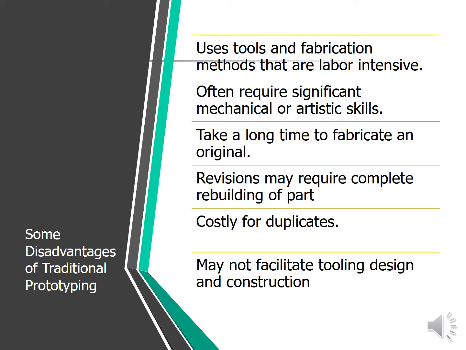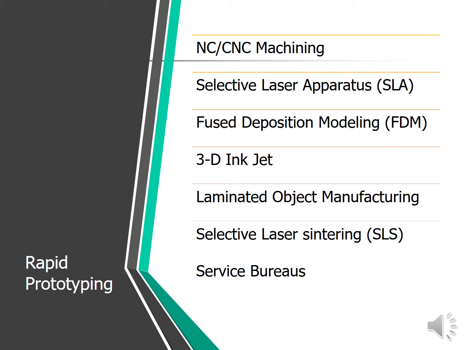often requiring significant mechanical or artistic skill, and taking a longer time to fabricate an original. Revision may require a complete new part, duplicates are costly, and it may not facilitate tooling design and construction. Compared to rapid prototyping, we use NC or CNC machining, stereolithography apparatus SLA, fused deposition modeling FDM, 3D inkjet, laminated object manufacturing, selective laser sintering SLS, and service bureau.